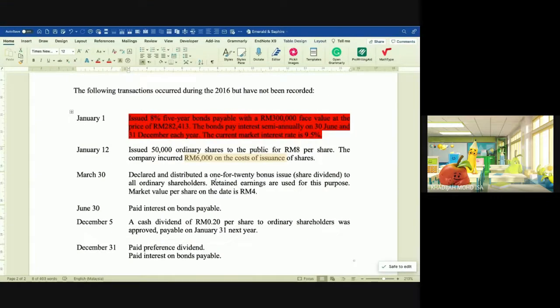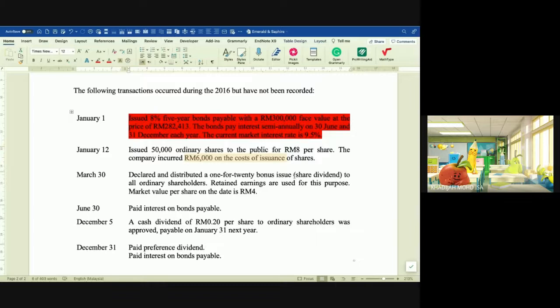Declare and distribute a 1 for 20 bonus issue to all ordinary shareholders. Retained earnings are used for this purpose. Market value per share on the date is 4 ringgit. Declare and distribute, right? 1 for 20 bonus issue. So for every 20, you'll get 1.